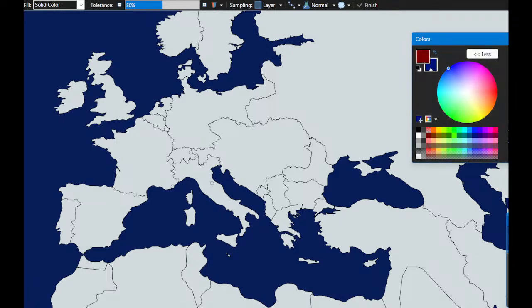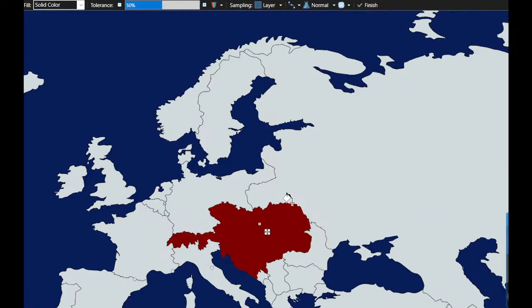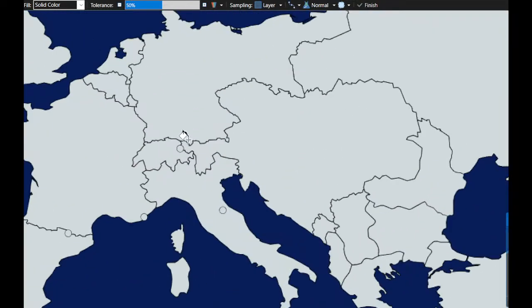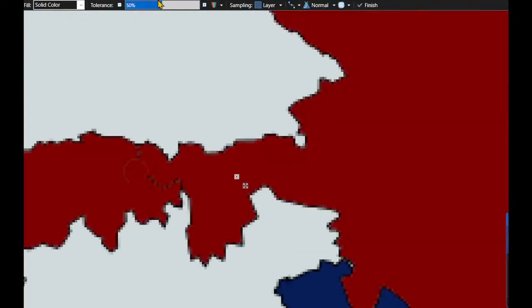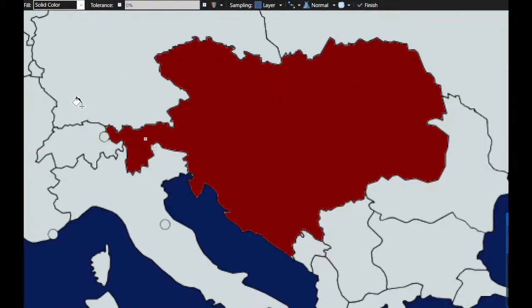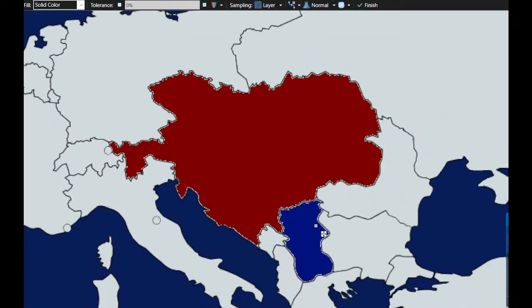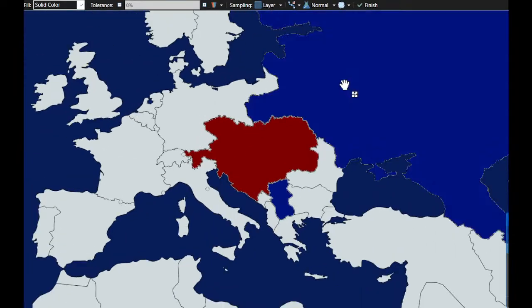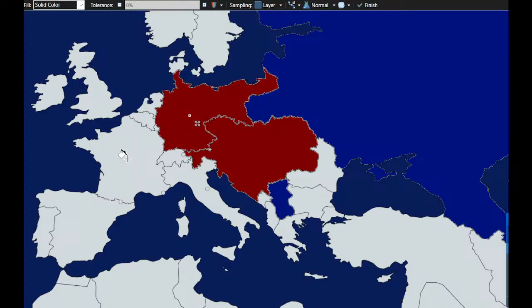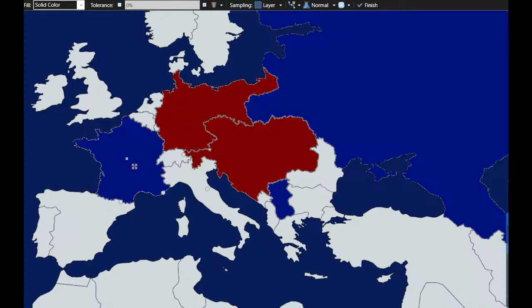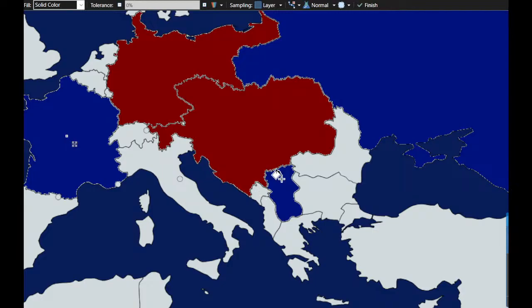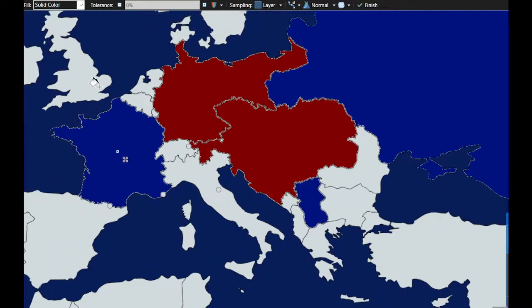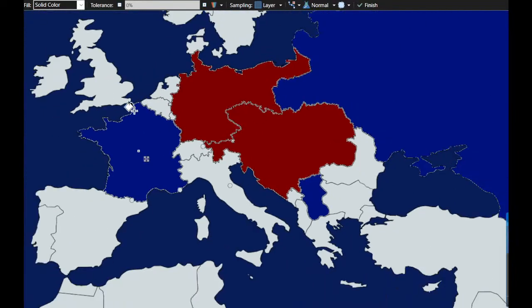So World War One begins when Austria-Hungary declares war on Serbia because their Archduke was assassinated. Why is Austria connected to Switzerland? It's because my tolerance is that high. So Russia supports Serbia, Germany supports Austria-Hungary, and France supports Russia. So suddenly we're in the middle of this massive conflict.